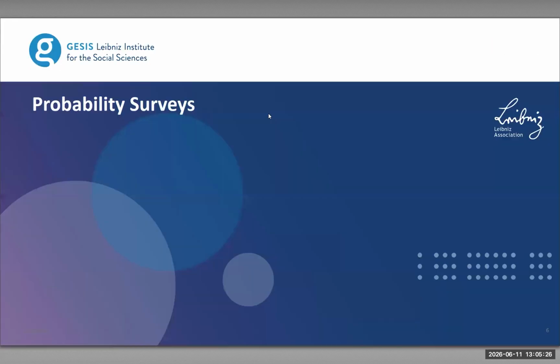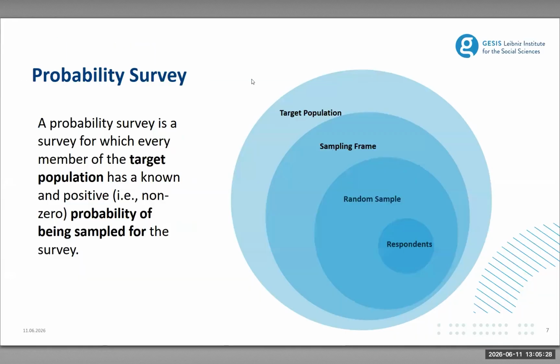So starting with probability surveys, there's a clear definition for probability surveys. In a probability survey, each member of the target population has a known and positive, so non-zero, probability of being sampled for the survey. The probabilities don't have to be equal for all sample members, but we need to know them in order to account for them in the analysis. So you can see that on this chart here.